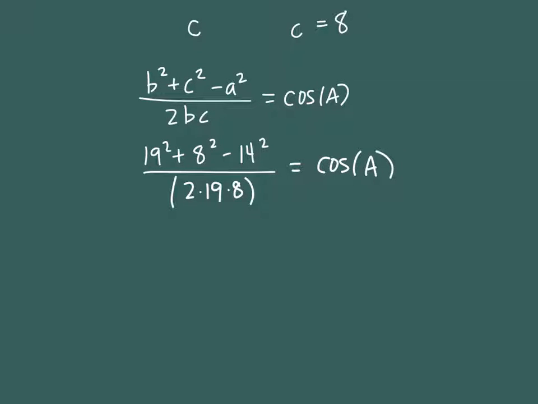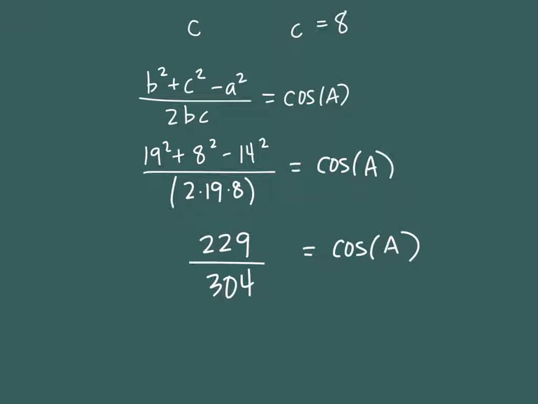So what you want to do is figure out what 19 squared, 8 squared, and 14 squared works out to be in the numerator. And figure out what 2 times 19 times 8 works out to be in the denominator. So you've got some workable numbers. Does anybody happen to have the numerator figured out? Okay. And then how about the denominator? Okay. All right. So we're trying to find A.